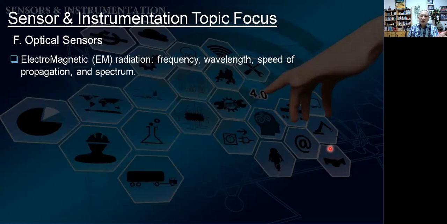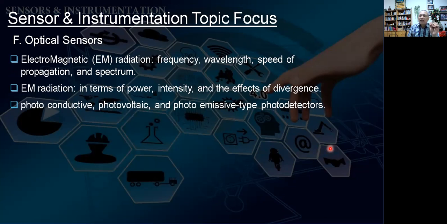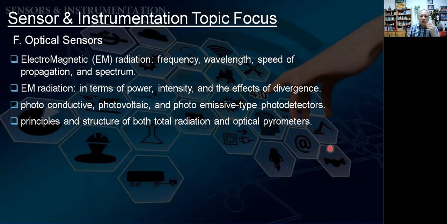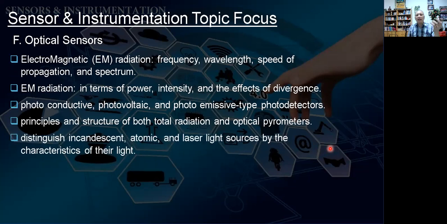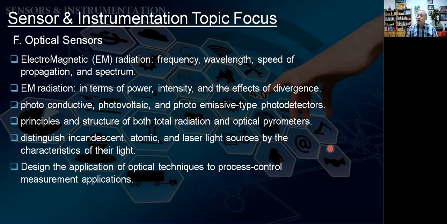And optical sensors, talking about electromagnetic radiation, the frequency, wavelength, spectrum, and also power intensity. We'll cover a bit of that. And then photoconductive, photovoltaic, and photoemissive types of photo detectors. So this is detecting or sensing something due to optical or photo type signals. Principle and structure of both total radiation and optical pyrometers, and how we can distinguish between incandescent, atomic, and laser light sources, the characteristics of light. And then the design and application of optical techniques to process control measurement applications.